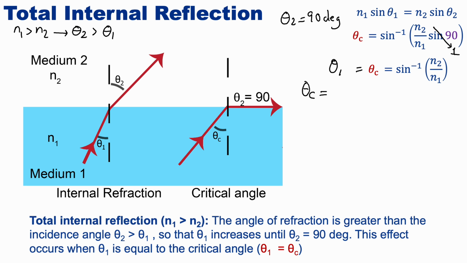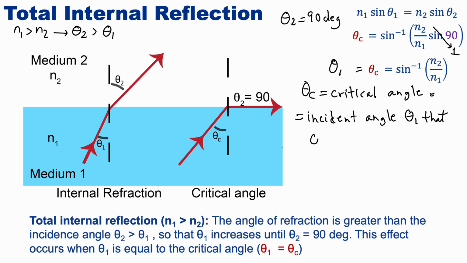Theta c, this is the critical angle, and this is equal to the incident angle theta 1 for which theta 2 is equal to 90 degrees. That means our refracted beam goes along the interface. So 90 degrees means that here we have a 90 degree angle between them.